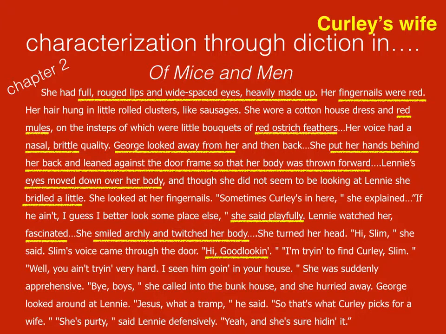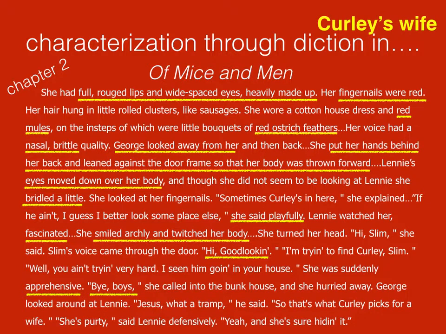Now, when Slim says to her, "You must not be trying very hard to look for your husband because I just saw him going in your house," she suddenly becomes apprehensive. This word apprehensive suggests that she's afraid of Curly. He's home, which means he's probably looking for her. Knowing a bit about Curly and seeing his wife's reaction to Slim's comment suggests that Curly is perhaps abusive to his wife. If she becomes nervous to learn he's at home, we know that she has a reason to feel worried. He's going to be looking for her, and he's soon going to discover that she's not there. So she leaves, but not before saying, "Bye, boys," another flirtatious sort of comment before leaving the room.